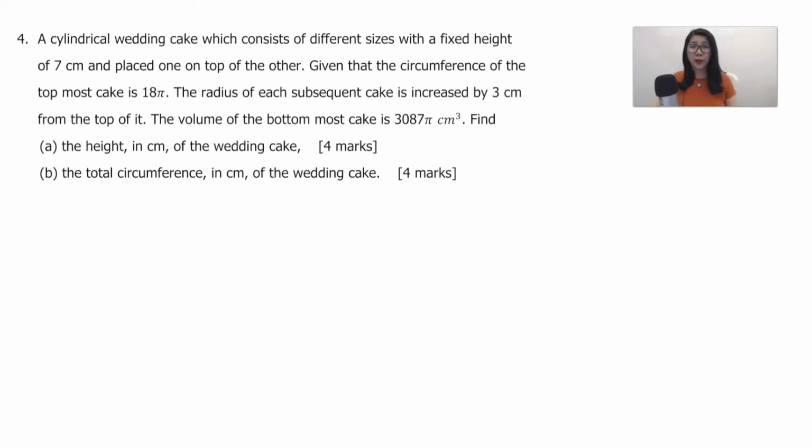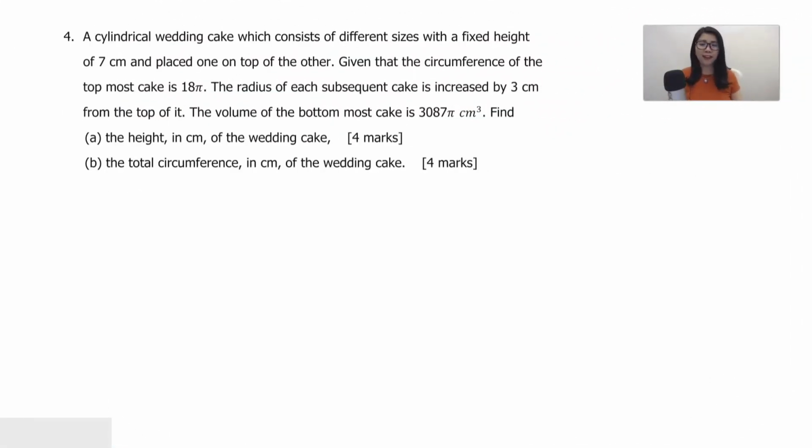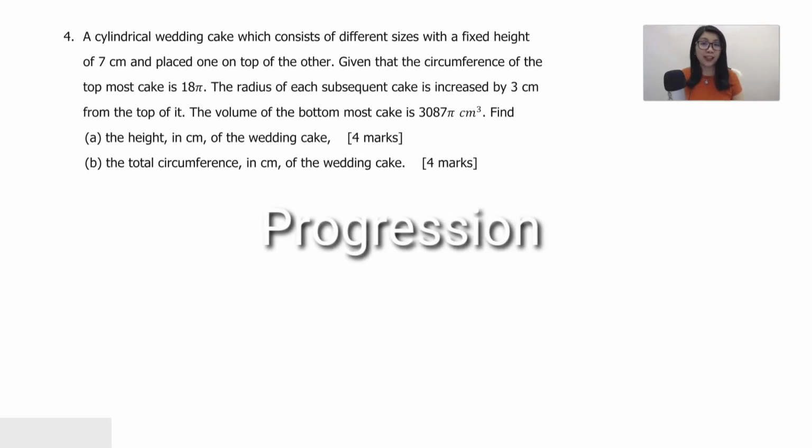In today's video, we're going to discuss question 4, 5 and 6, trial paper Pahang, paper 2, and we'll start right now. Now let's look at question number 4. This question is under the chapter progression.